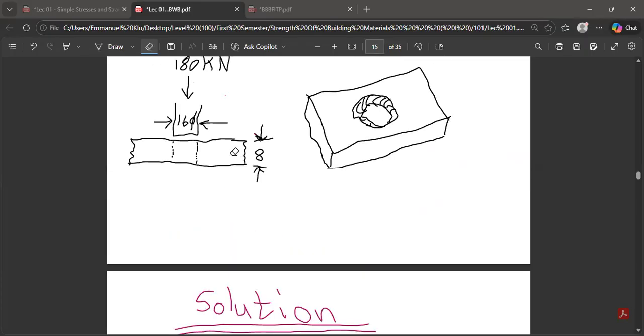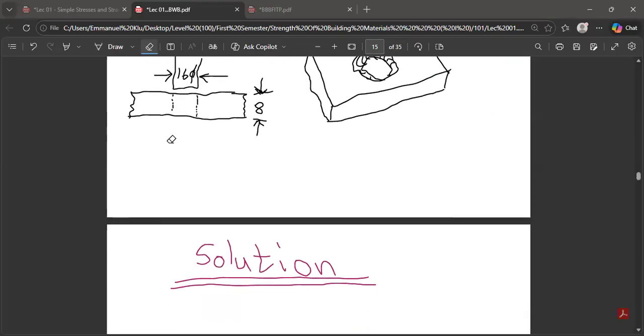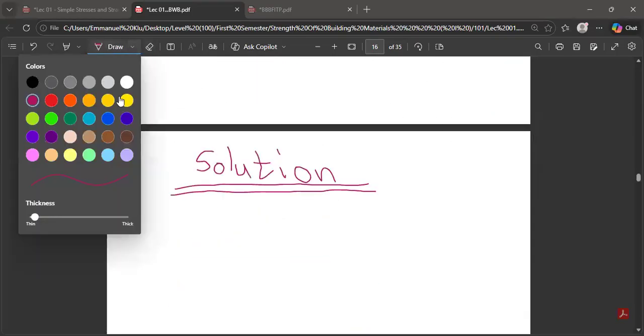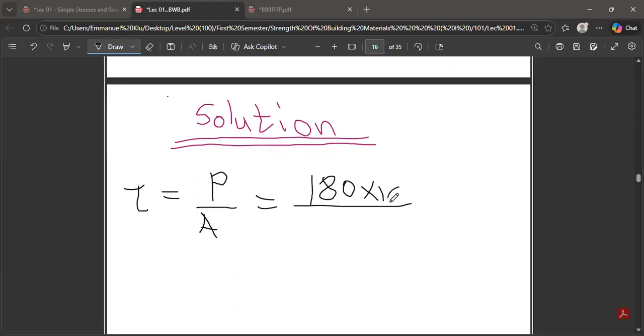So let's continue with our solution. The question says we should calculate our maximum shear stress. So what is the formula for shear stress? Shear stress is equal to force over area. And the force that was given to us was what? 180 kilonewtons. Good. So that is 180 times 10 exponent 3 Newton.